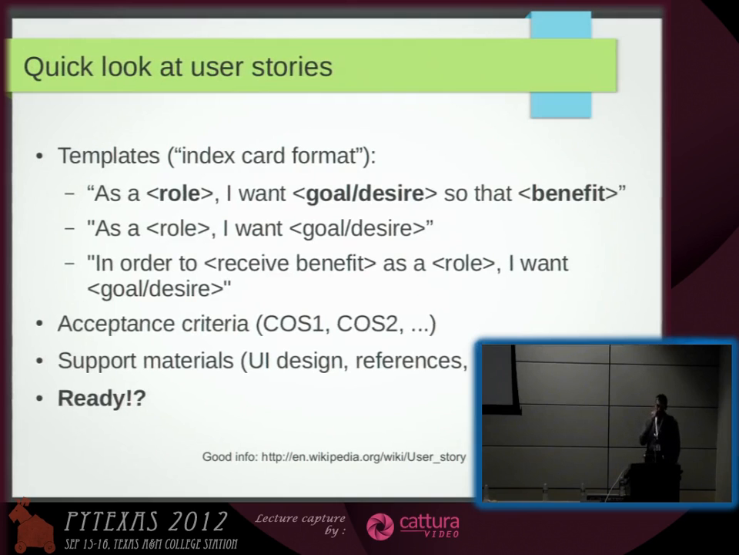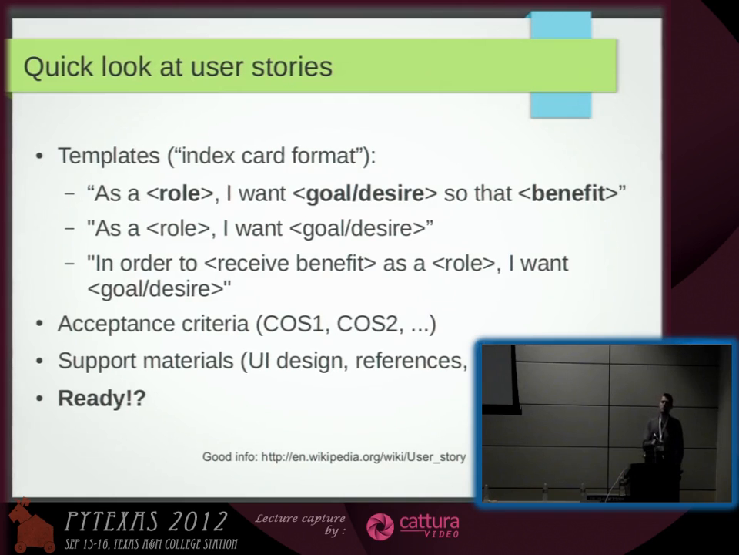Quick look at these user stories. The main template, or most popular, I would say, is that template that goes like, as a role, I want to do certain things so that I create certain value. That's the most complete one and very often used. And that means in one sentence you capture the feature of your software product.